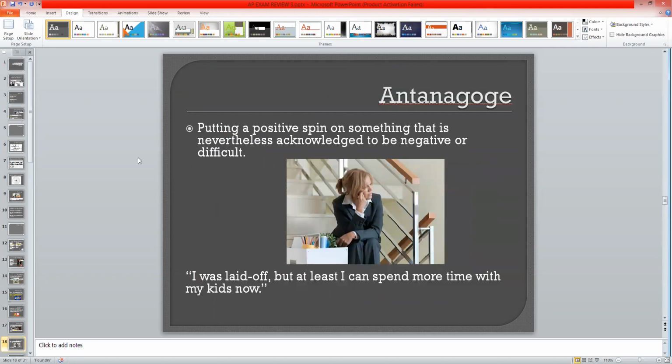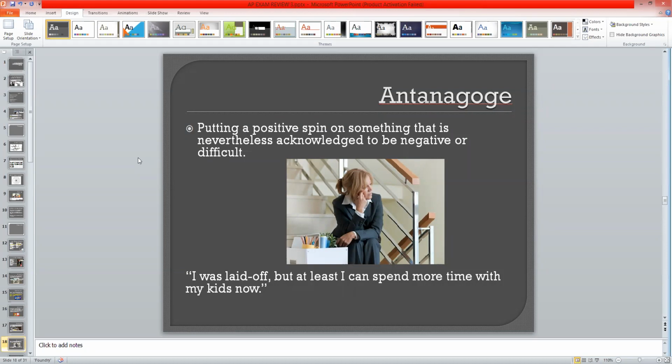Antenagoge, okay, another weird one. Putting a positive spin on something that is nevertheless acknowledged to be negative or difficult. So if you want to really attack the pathos of your reader, what you might do is something like this. If you see this woman here, she might be saying something like, I was laid off, but at least I can spend more time with my kids now. You can tell she's obviously not happy about being laid off, but she's trying to make the best of it.